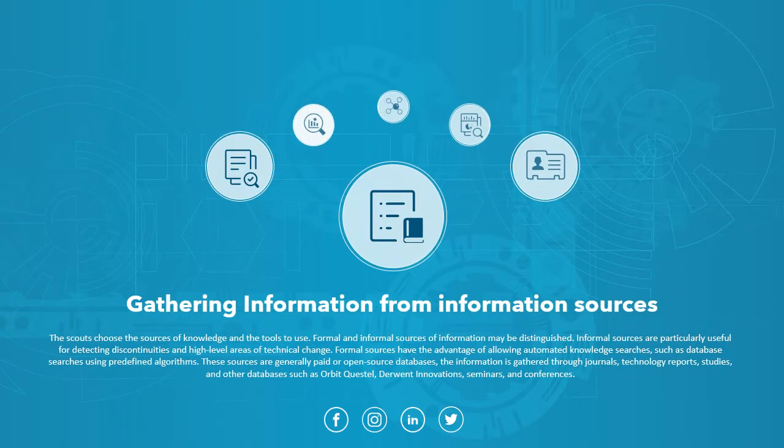Gathering information from information sources. The scouts choose the sources of knowledge and the tools to use. Formal and informal sources of information may be distinguished. Informal sources are particularly useful for detecting discontinuities and high-level areas of technical change. Formal sources have the advantage of allowing automated knowledge searches, such as database searches using predefined algorithms. These sources are generally paid or open-source databases.